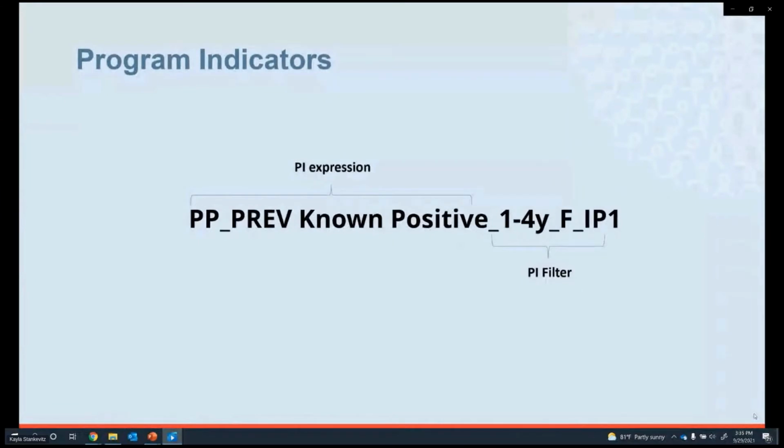Let's take an example. This PI, PPPrev non-positive, gives you the number of people receiving prevention intervention who were known as HIV positive at enrollment for a specific age group and sex. We understand that we need to create 1 program indicator per disaggregation required in your dataset. In that case, we have 1 PI by age group and sex. So if we have 10 age groups and 2 categories for sex, we will have to create 20 program indicators.